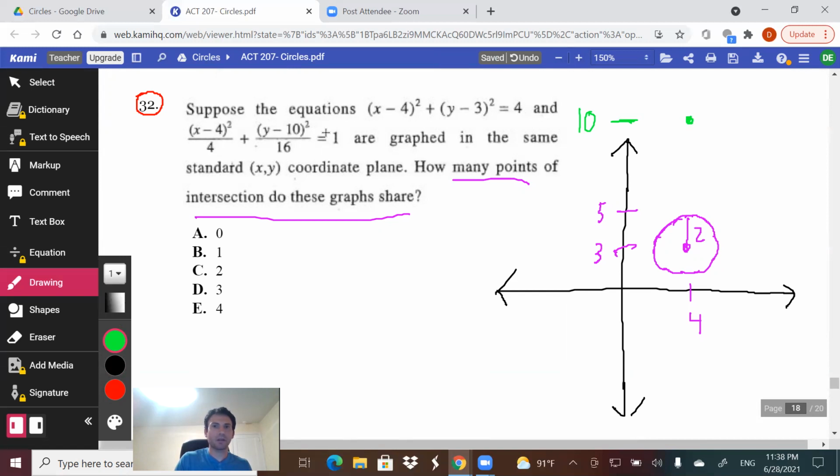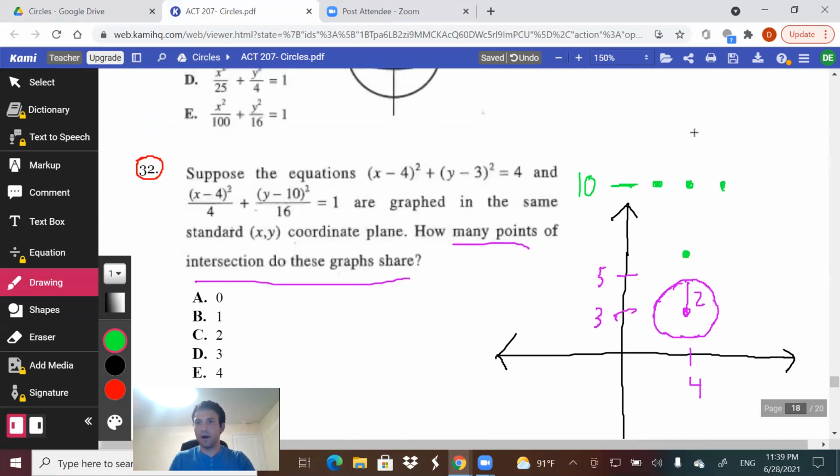And our minor axis is 2. So it looks just like the circle there. And then our major axis is 4. So we go down 4 to 6, up 4 to 14, right? And that's our ellipse.